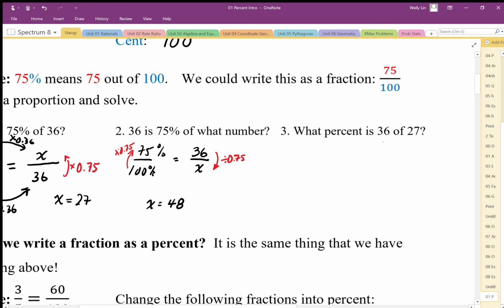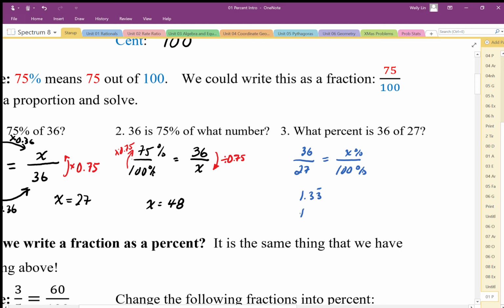Okay, so what percent is 36 of 27? Okay, so 36 then represents my part. The 27 represents my whole, and I can set it up as a proportion. This time, we're solving for the percentage. So we're looking for x percent. Well, in this case, I'm just going to divide to get my percentage. So I end up with 1.33 repeating.